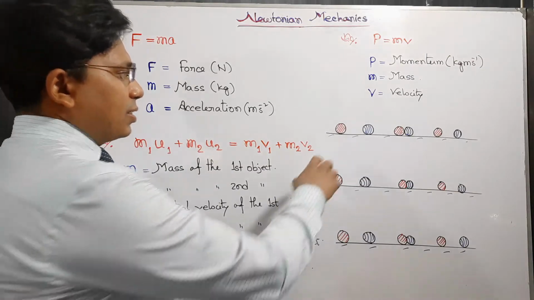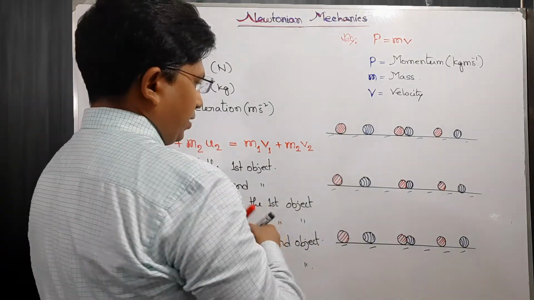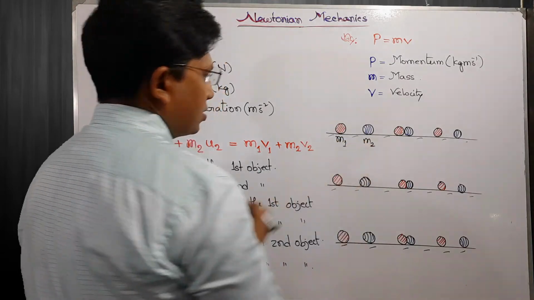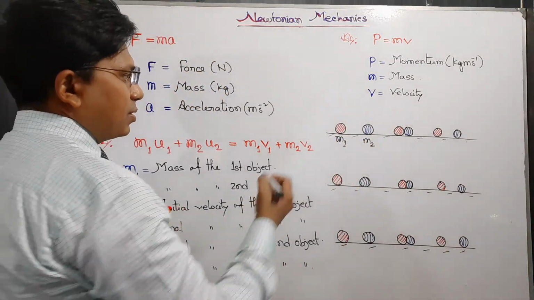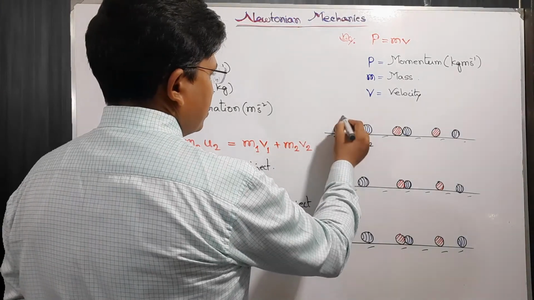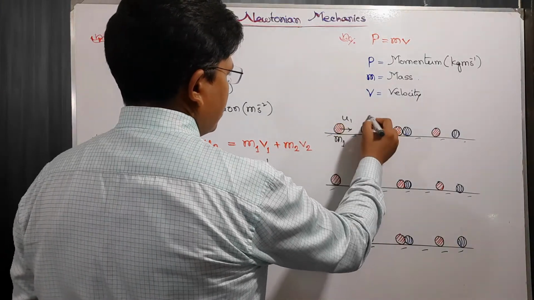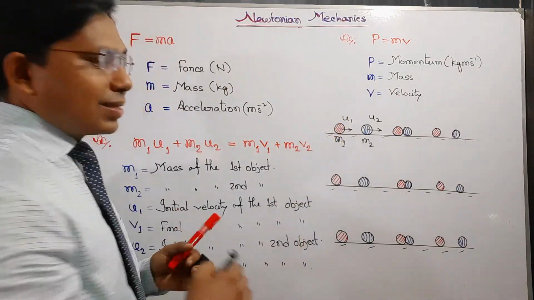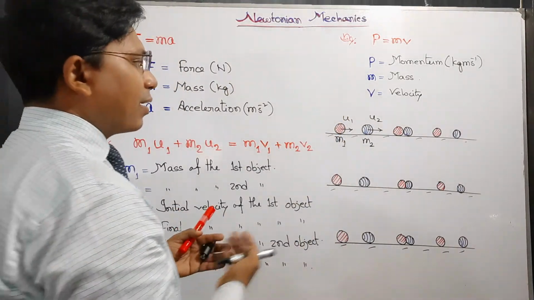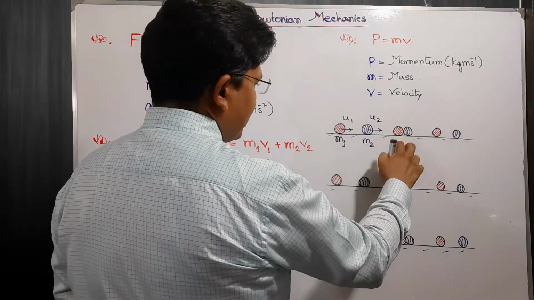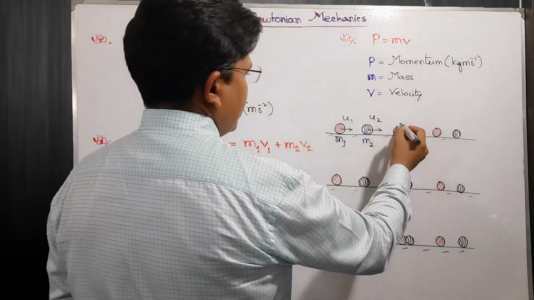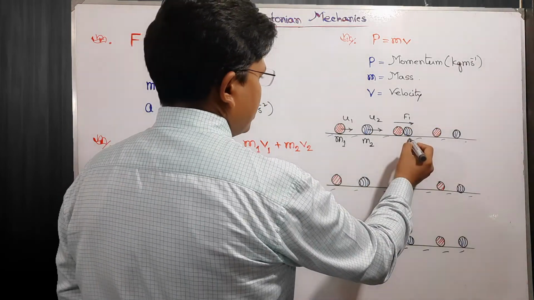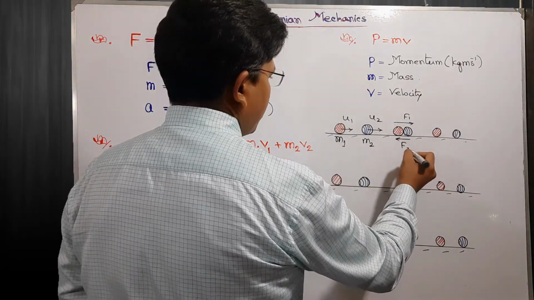Here we observe two objects. One has mass m1 and the other has mass m2. We consider the velocity of the first object as u1 and the velocity of the second object as u2. We consider that the velocity of the first object u1 is greater than that of the second object, so that they collide with each other. In this case, the first object applies a force F1 on the second object, and the second object applies a reaction force F2.